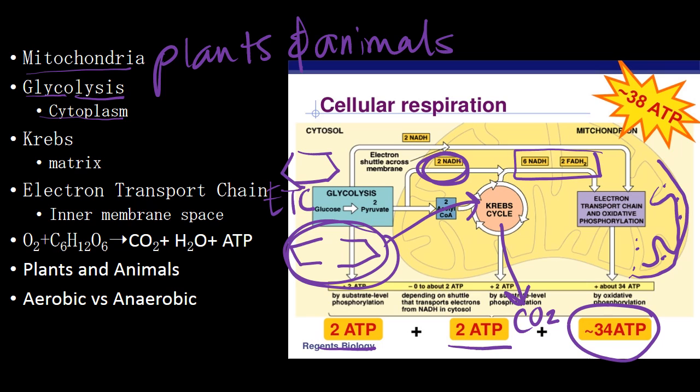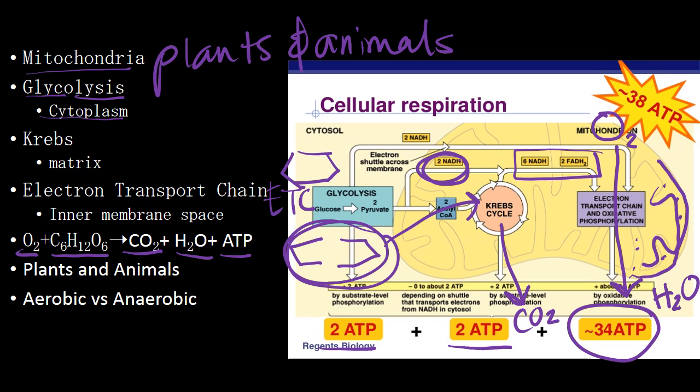But I don't want all these hydrogens to build up in the inner membrane space. So in order to get rid of them, I'm breathing in oxygen gas. I'm using that oxygen gas, combining it with hydrogens, and I get water out of this. So the equation for cellular respiration is I breathe in oxygen, I take in glucose, and what do I get? Carbon dioxide, water, and ATP.